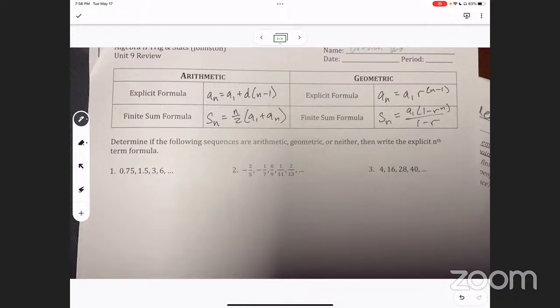Determine whether it's geometric, arithmetic, or neither. To determine that, you just subtract them and subtract them. So there's 1.5 here, there's a 1.5 here, but there's not a 1.5 here, there's 3. So it's not arithmetic. To find out if it's geometric, you divide 1.5 divided by 0.75, and you ask, does that equal the next one, 3 divided by 1.5?